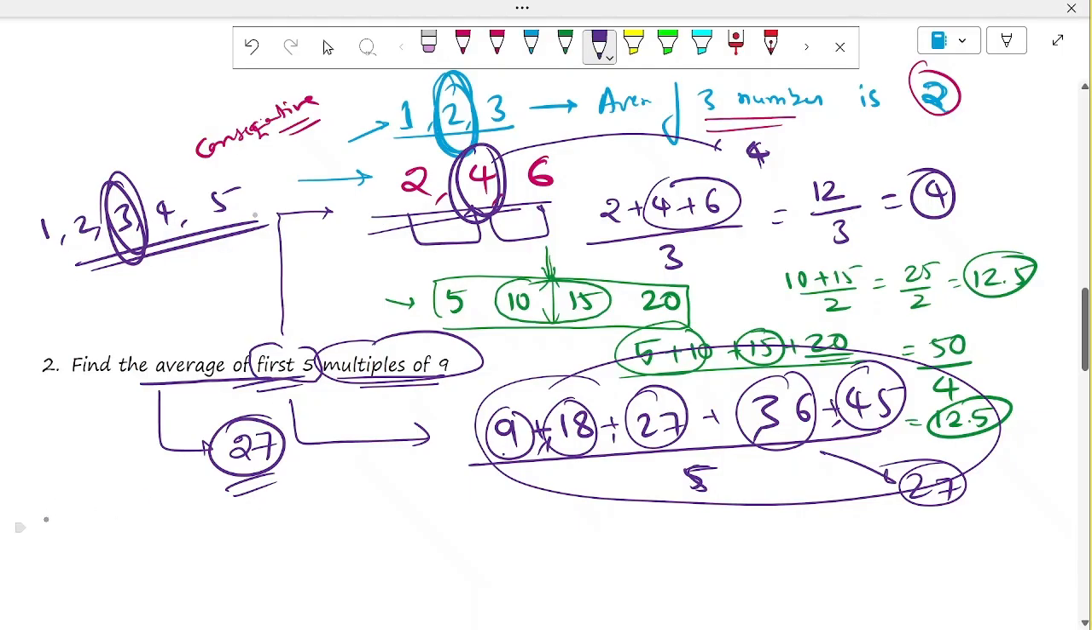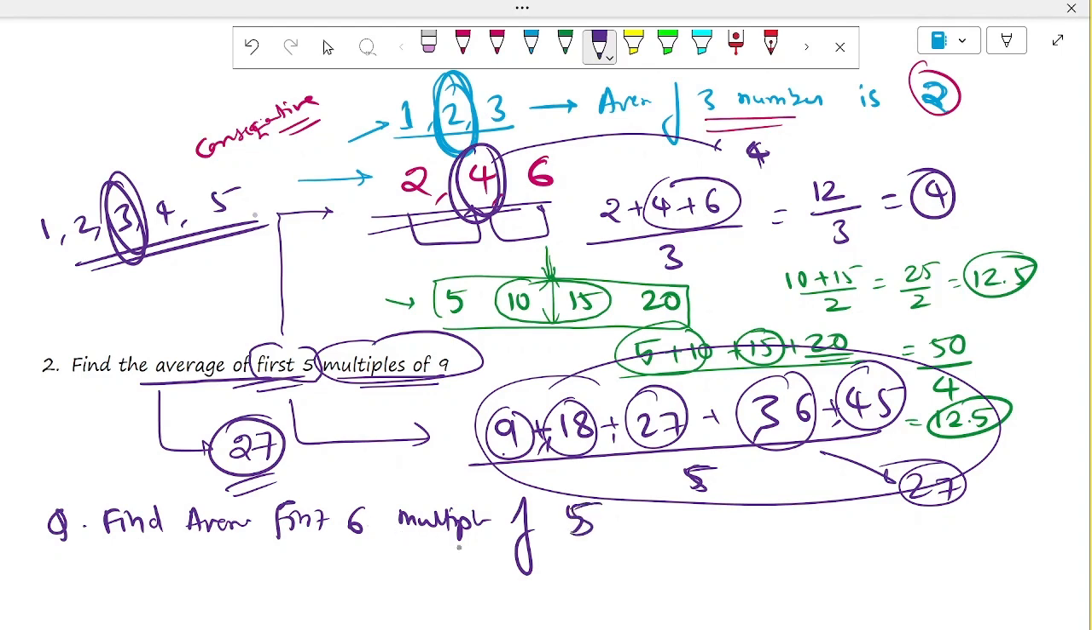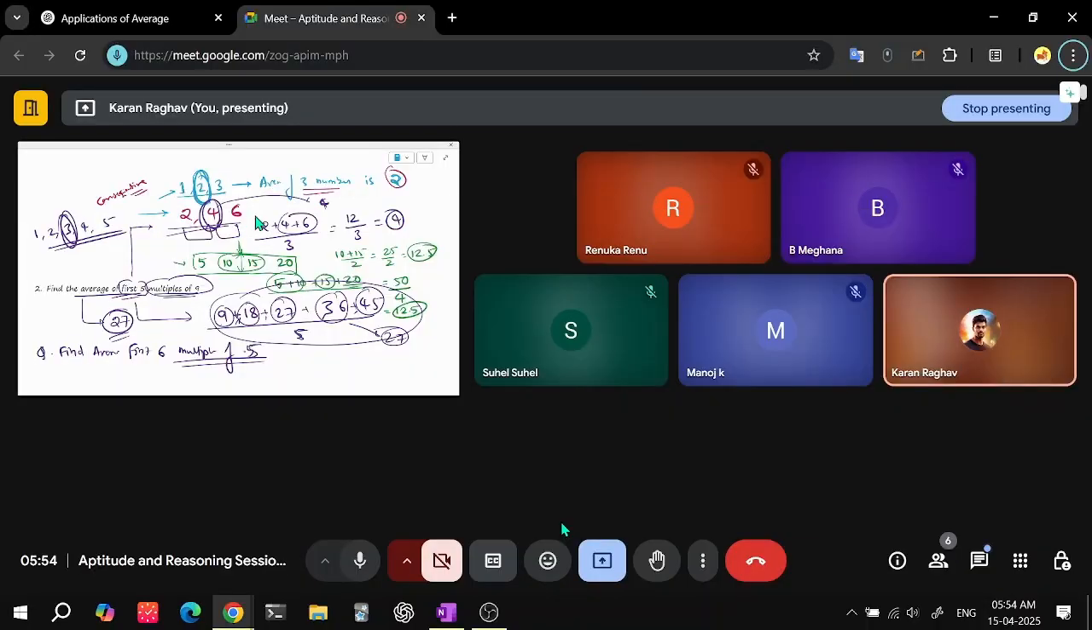Now we'll try another question. Find the average of first 6 multiples of 5. You need to find the average of first 6 multiples of 5. Solve this one. See just how much time it will take to solve such questions. If you are using the traditional method of finding the average, then it will take much time. But if you know the trick, then it will be very simple.